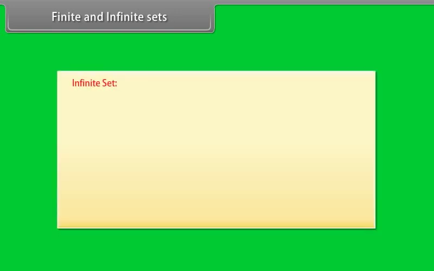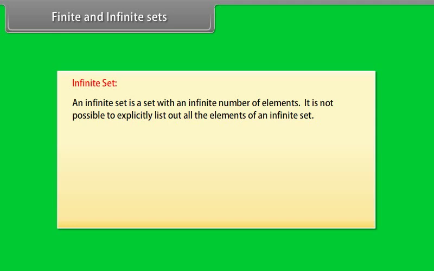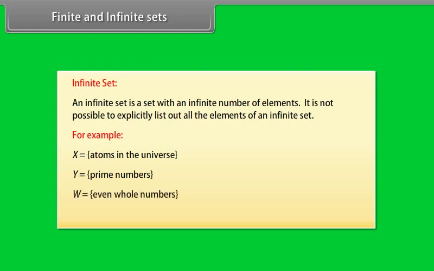Infinite set. An infinite set is a set with an infinite number of elements. It is not possible to explicitly list out all the elements of an infinite set. For example, X is a set of atoms in the universe, Y is the set of prime numbers, W is a set of even whole numbers. These are infinite sets.